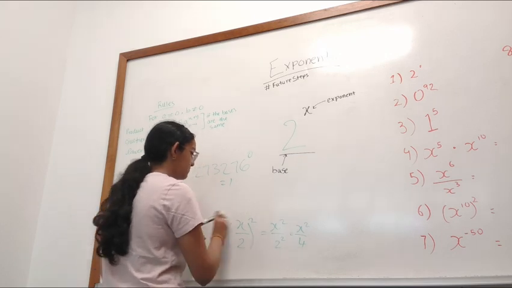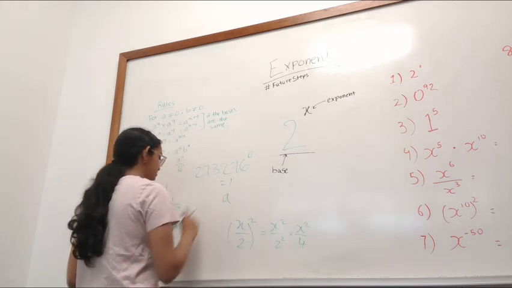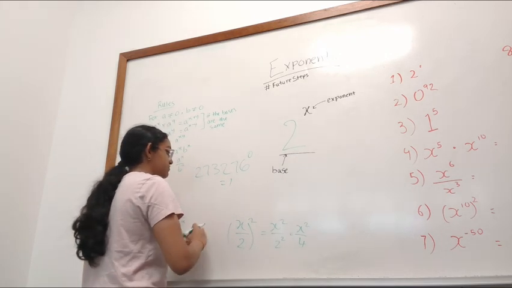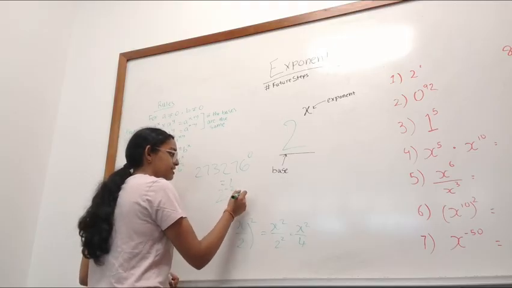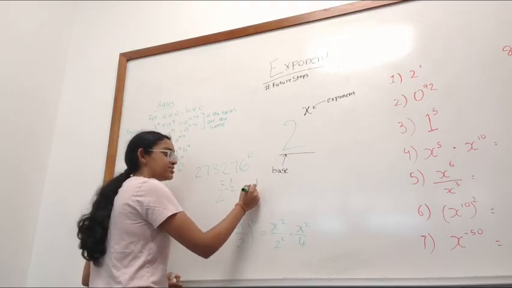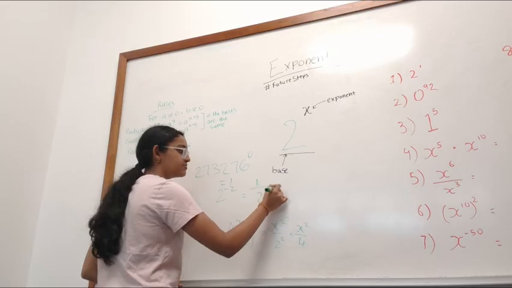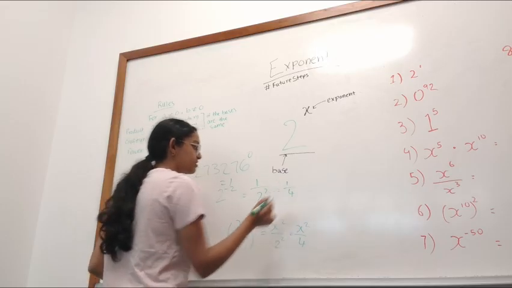So if we have 2 to the power of negative 2, then this will be the same as 1 over 2 to the power of 2, which will be 1 by 4.